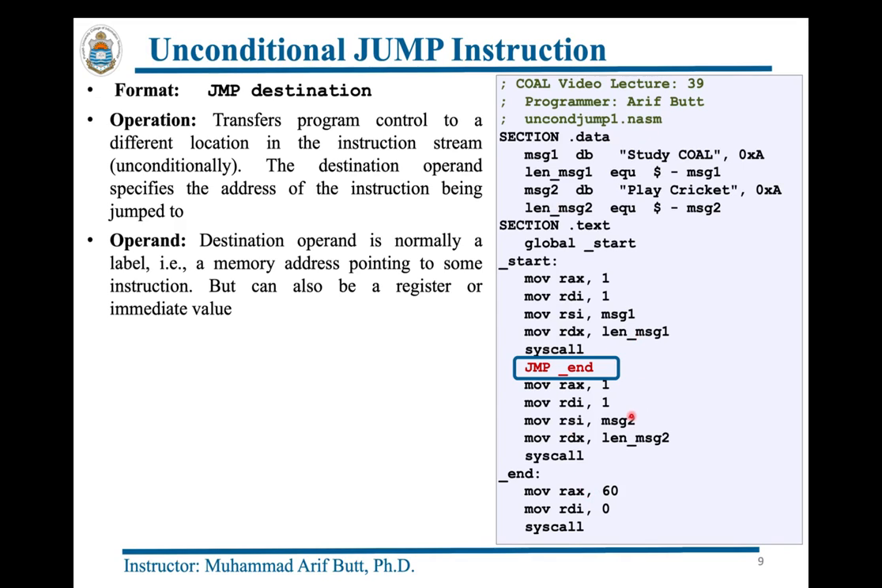So the crux of this is that these five instructions where my cursor is hovering right now will never get executed. So the program will print the message 1 that says study call, and this message 2 that is play cricket will never be executed. Rather, this unconditional jump will shift the control to this end, which will elegantly terminate the program.